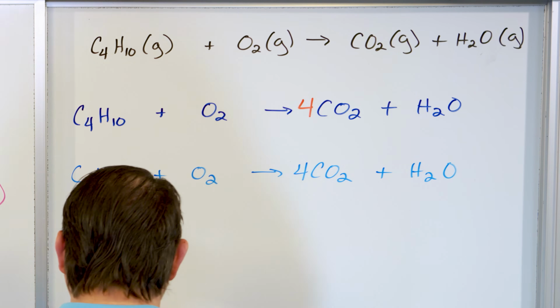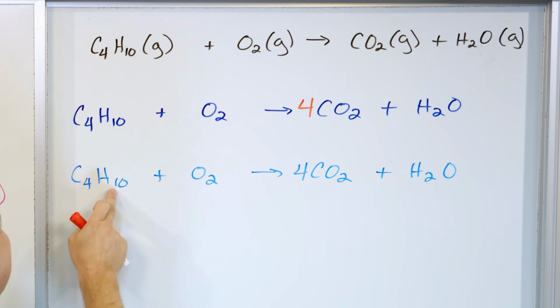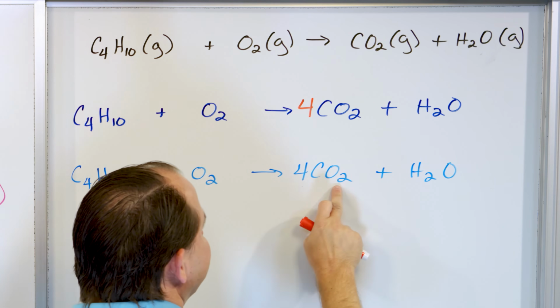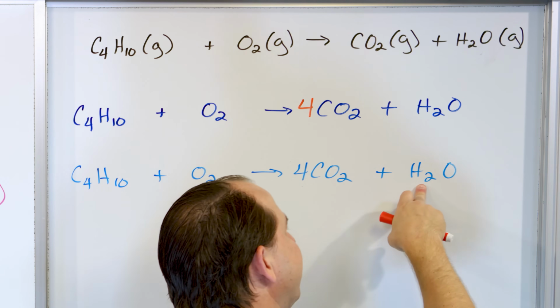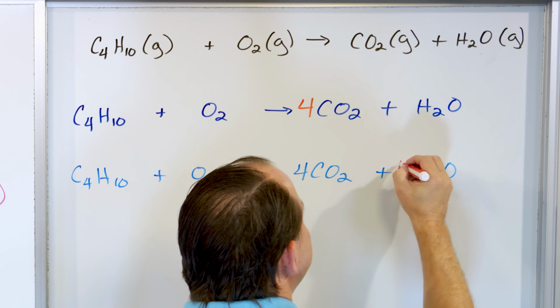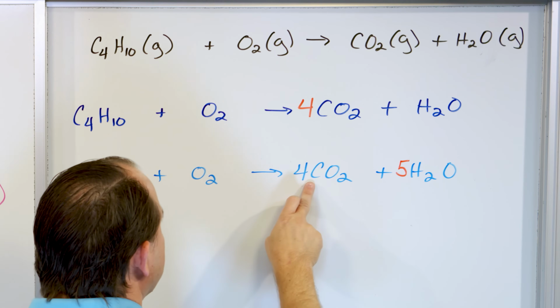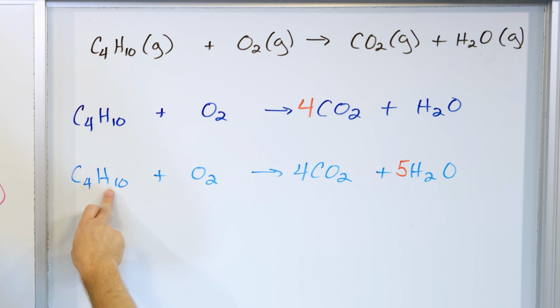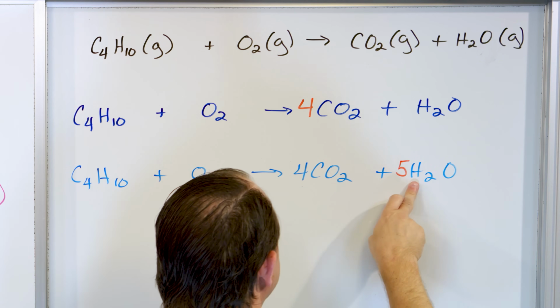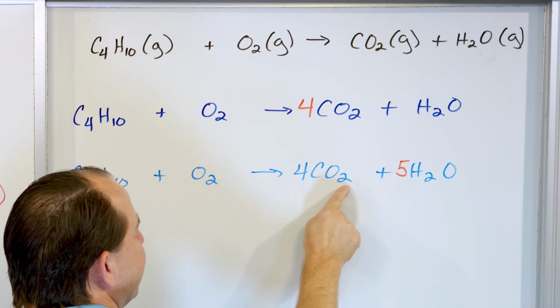All right, now let's go back from the top. 4 carbons, 10 hydrogens. The only hydrogen I have over here is right here, and there's only 2 of them. So how do I make 10 to match what I have over here? I have to put a coefficient of 5 in front of this. So we'll check it. 4 carbons, 10 hydrogens, 10 hydrogens. Now there's 2 oxygens, and there's 8 here because 2 times 4 is 8.